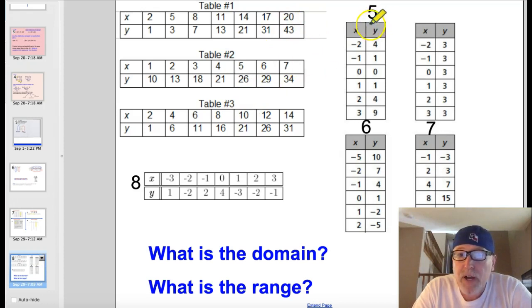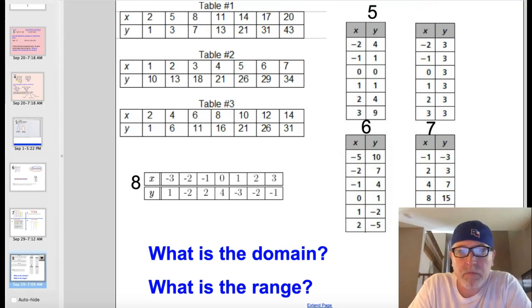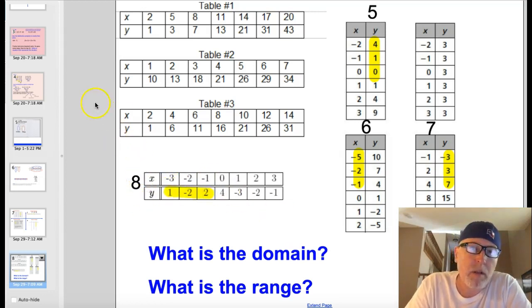Let's see, problem 5 over here. Let's go ahead and do the first 3 of the range. Okay, first 3 of the range would be here. Let's do number 6. Let's do the first 3 of the domain. And 7, first 3 of the range. And 8, first 3 of the range. Okay, there you go. That's all you got.